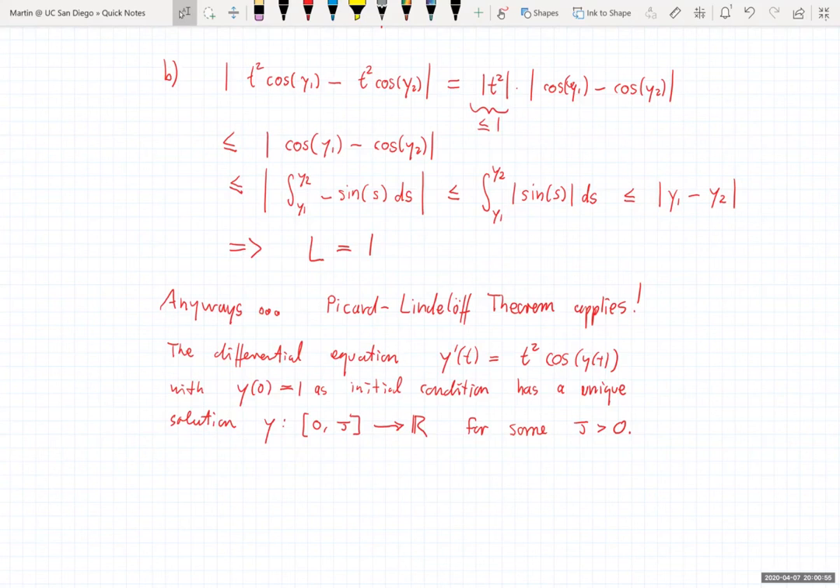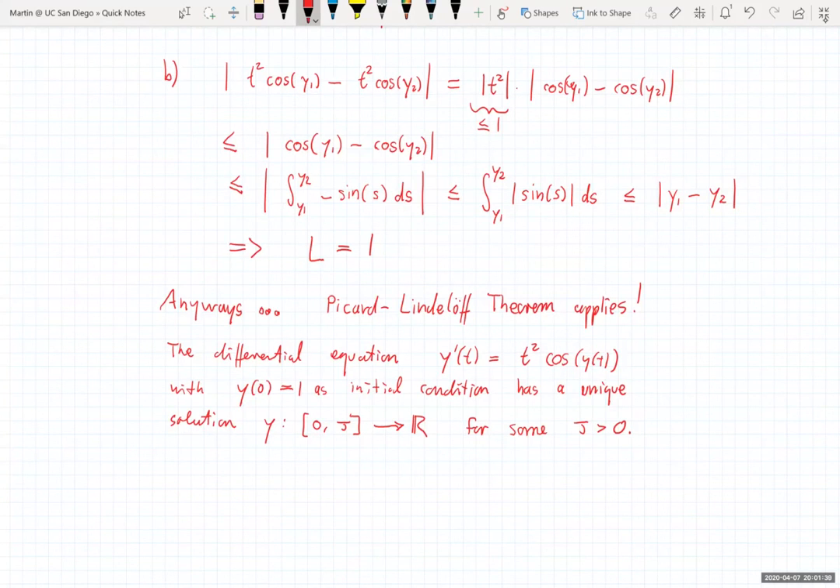The Picard-Lindelöf theorem tells us that the solution exists for some time starting at T0, which is 0 here, up to some positive time tau. We have not yet established how large this tau can actually be. So this does not tell us yet whether the solution exists for all times. Maybe I've got a solution that can be extended to infinity. Or maybe there's a finite time where the function blows up.